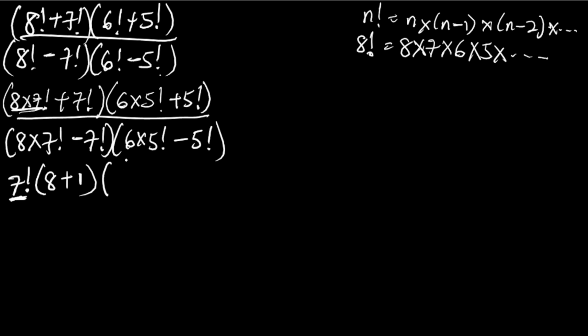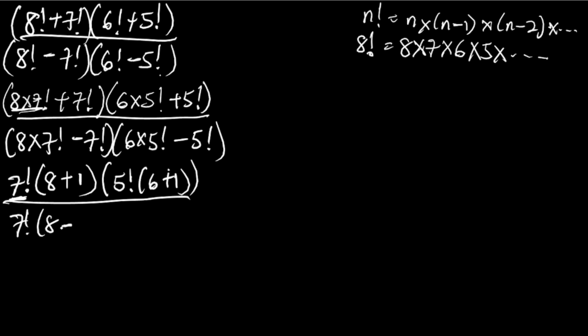The second bracket, we have 5 factorial in common. So when you divide the first one by 5 factorial, you'll be having 6 plus 1, divided by, we have 7 factorial common, then 8 minus 1. The difference is just the negative sign, which is we have 5 factorial common, then 6 minus 1.